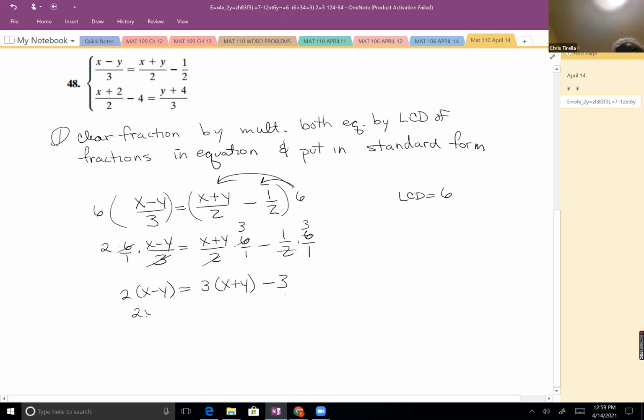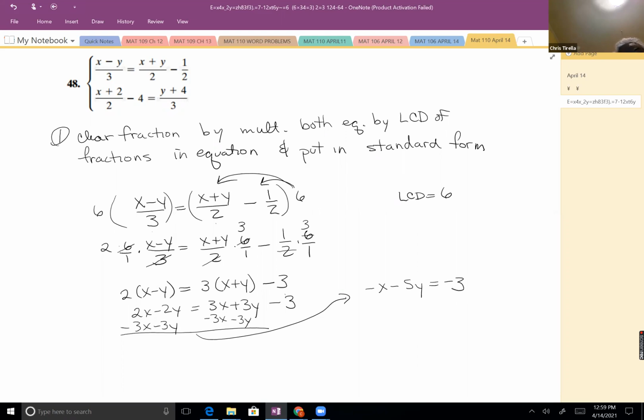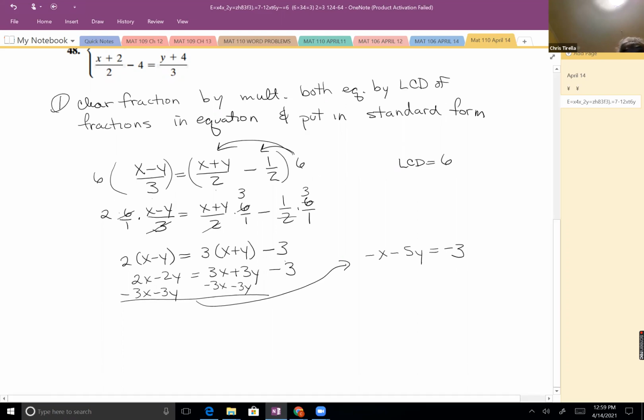We'll distribute: 2x minus 2y equals 3x plus 3y minus 3. Let's move all the variables to one side. I'll subtract the 3x and the 3y. And that'll leave me with the equation, I'm going to write it over here: negative x minus 5y equals negative 3. That was so much fun.